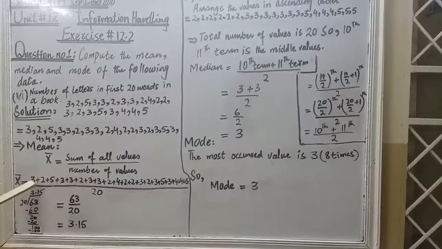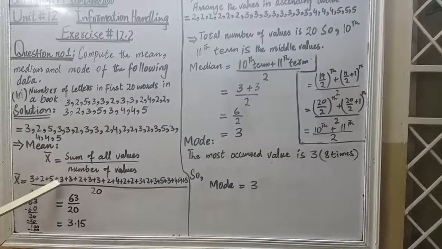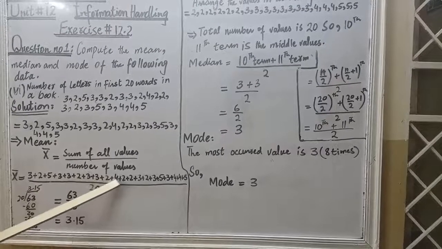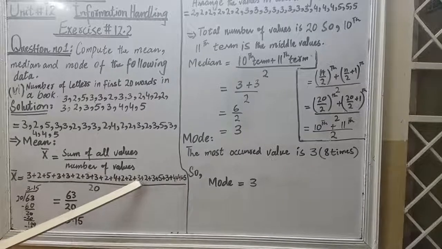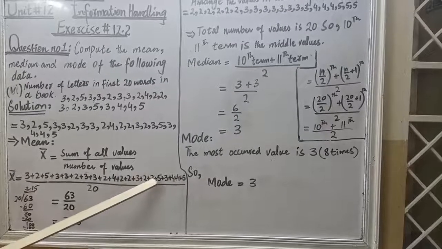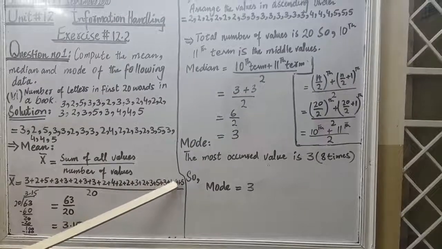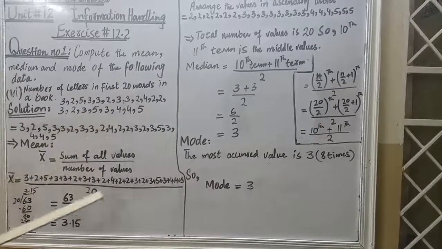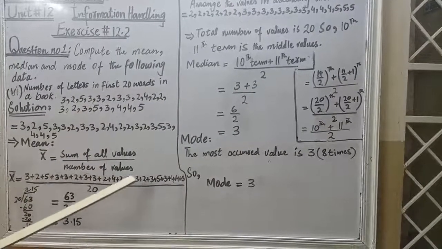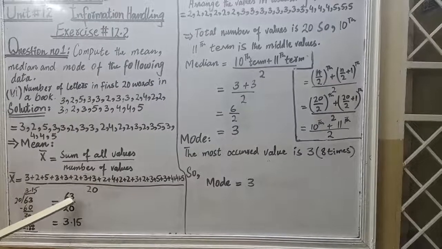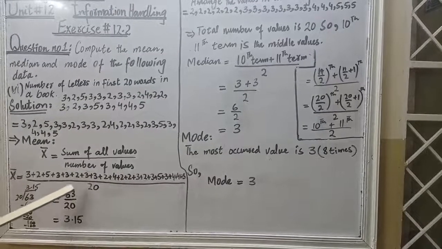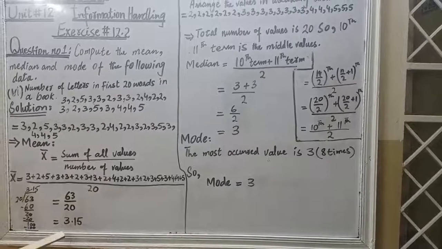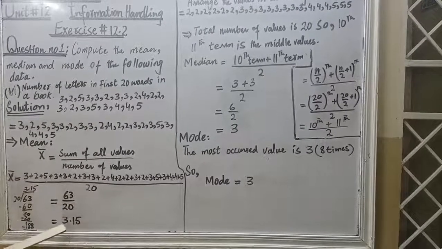So the sum of all values is 3 plus 2 plus 5 plus 3 plus 3 plus 2 plus 3 plus 3 plus 2 plus 4 plus 2 plus 2 plus 3 plus 2 plus 3 plus 5 plus 3 plus 4 plus 4 plus 5, divided by the number of values, which is 20. When we add these numbers, it is 63. 63 divided by 20 is 3.15. So our mean is 3.15.